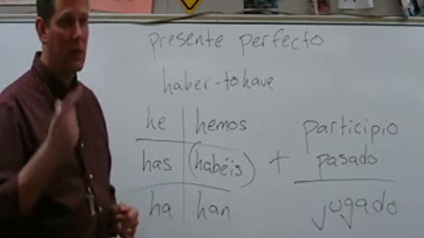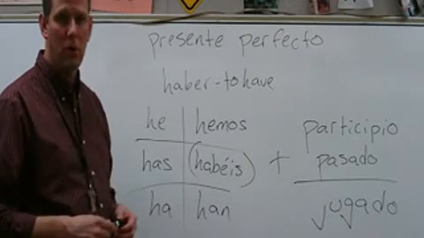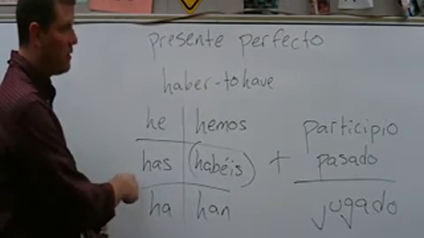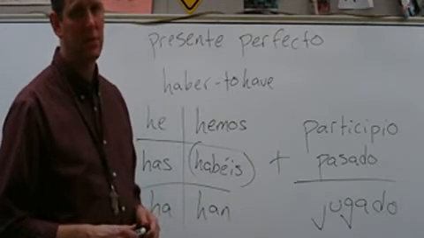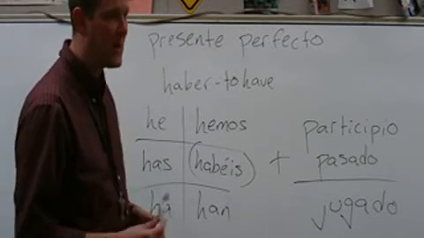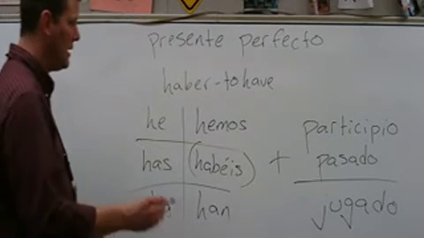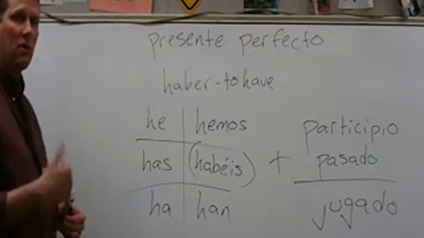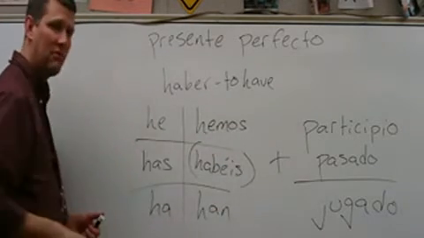Now, one last thing before we click the video off. If I wanted to use an object pronoun, any sort of pronoun in this sentence. For example, if I say, hey, has visto, that's an irregular past participle for the verb ver. If I say, has visto la película? Have you seen the movie? One of the rules that we know about direct object pronoun placement is that it has to go in front of a conjugated verb. This is the conjugated verb.